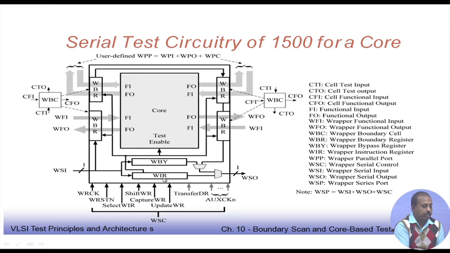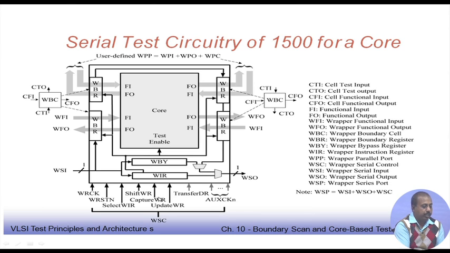Then we have the instruction register, similar to the boundary scan circuit. This WIR is the wrapper instruction register. Then we have the wrapper serial control port, which has a number of inputs like WRCK, which is basically the wrapper clock. Then there is reset, so we can do a reset, or you can select WIR, so you can select the instruction register, or shift WR. These are the various operations: shift, capture, update, transfer.